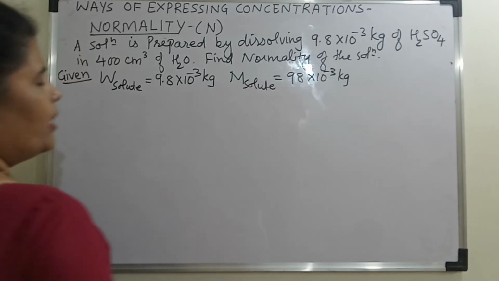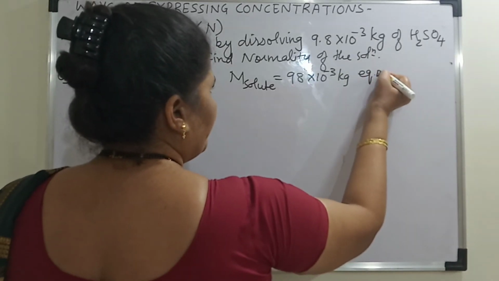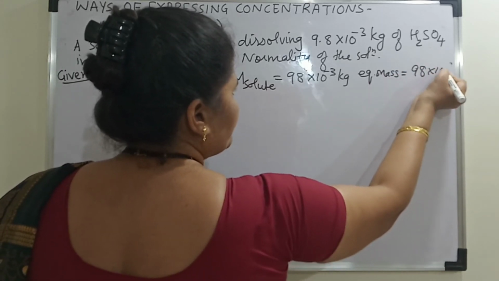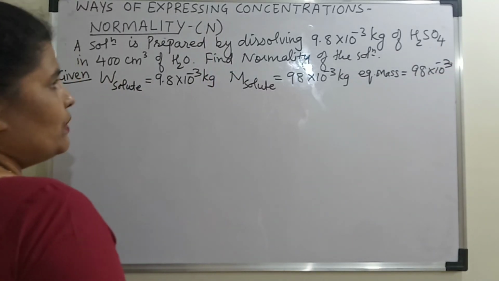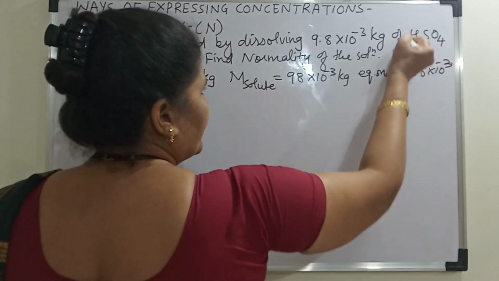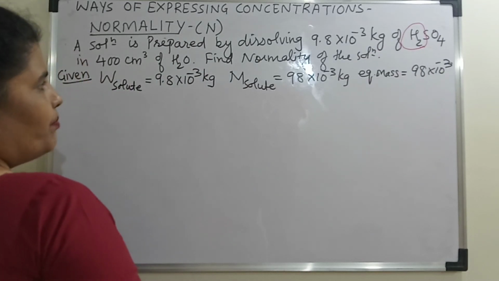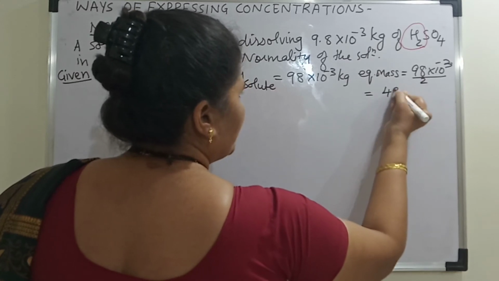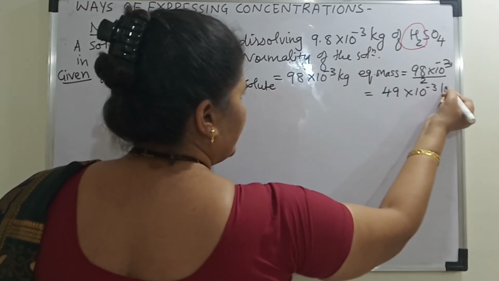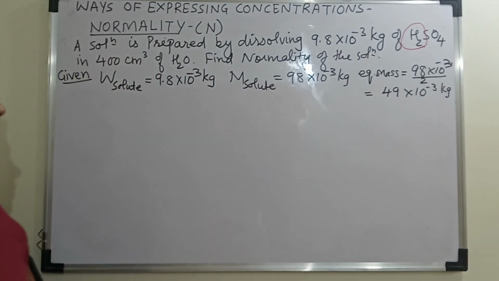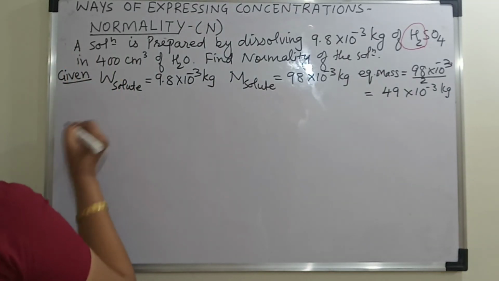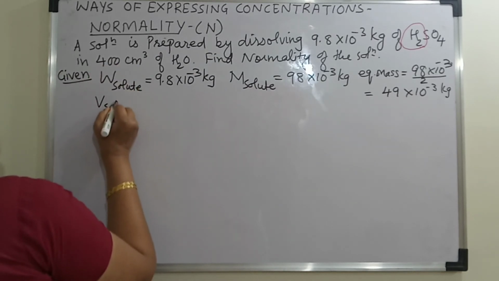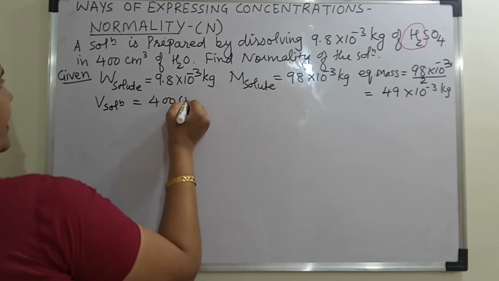Let us calculate the equivalent mass here. So the equivalent mass of the solute is equal to 98 into 10 raised to minus 3. Now if you see H2SO4, you find here 2 H plus ions. So its molar mass will be divided by 2. So what is its equivalent mass? 49 into 10 raised to minus 3 kg. Right, students? Now let us calculate the normality. But before going for normality, the volume of the solution is also given. That is 400 cm cube.